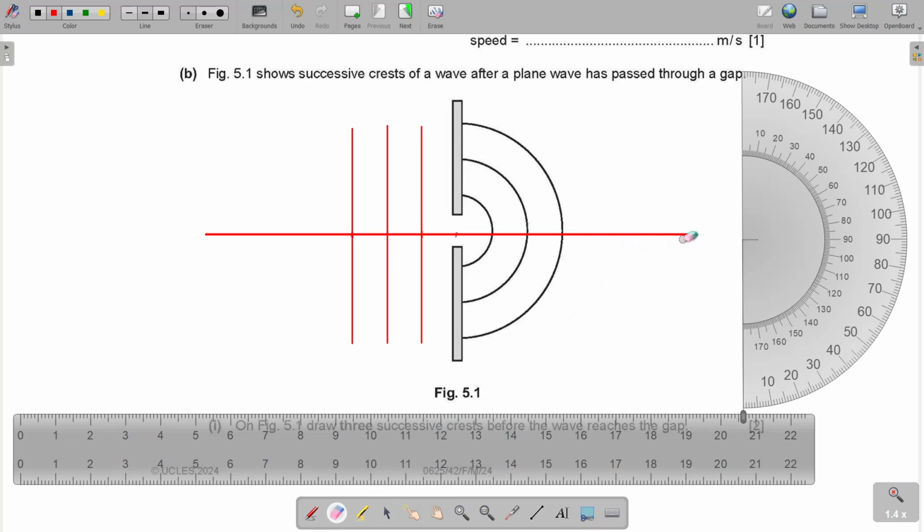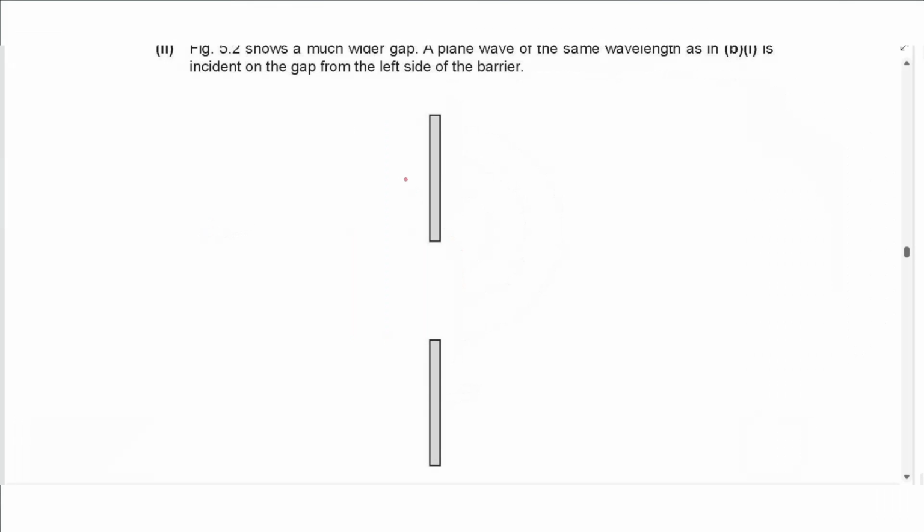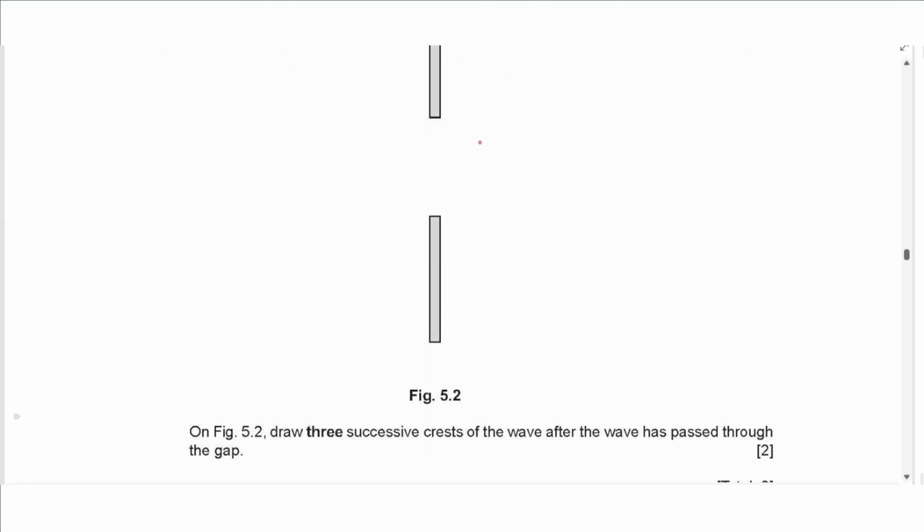And now you can either choose to remove this line or keep it as a reference as you're working. Either way is accepted, but this is the general shape of the waves. Part II says figure 5.2 shows a much wider gap. A plane wave of the same wavelength as in BI is incident on the gap from the left side of the barrier. On figure 5.2, draw 3 successive crests of the wave after the wave has passed through the gap.